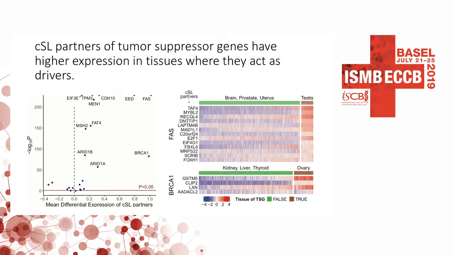Just to explain it further, let's look at 2 specific cases, BRCA1 and FAS. BRCA1, which is a famous tumor suppressor gene, has 4 synthetic lethal partners. We know BRCA1 drives cancer in ovary and breast, so I'm just showing ovary as an example, and it does not drive cancer in kidney, liver, and thyroid. If you look at the partner gene expression, it's much higher in ovary than in kidney, liver, and thyroid, and this is true in general for all the partners. Similarly, the FAS gene drives cancer in testis, but not in brain, prostate, and uterus. And we find its partner genes have higher expression in testis compared to the other tissues.